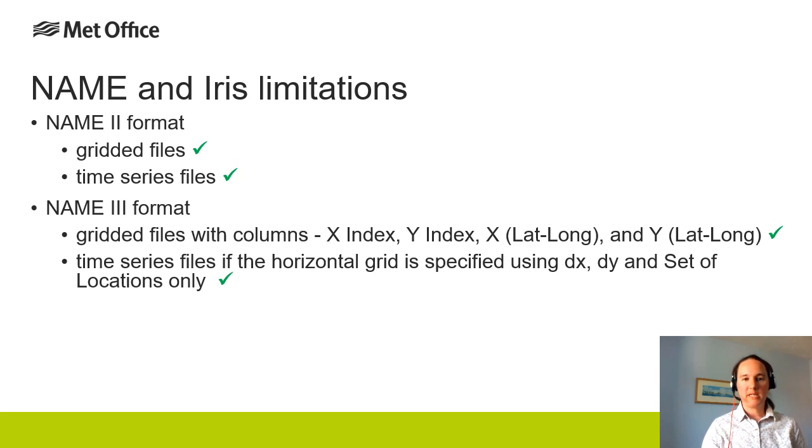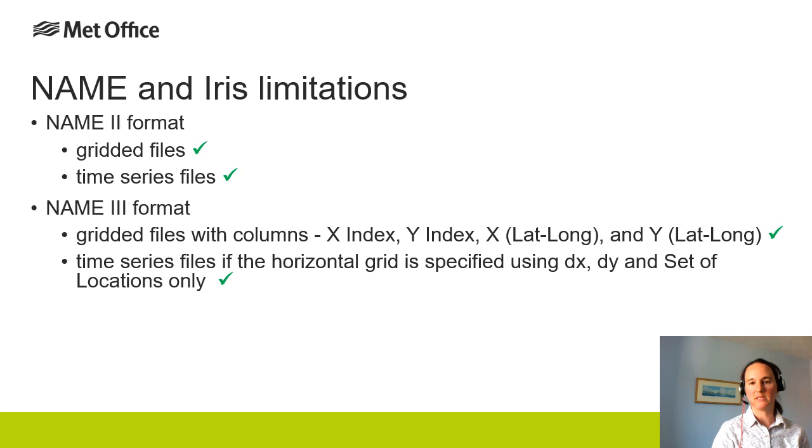There are some limitations to NAME and Iris. We have two NAME output formats, NAME 2 format and NAME 3 format. For NAME 2 format, Iris can only read gridded files and time series files. So if you decide, for example, that you want to output a file with T and Z columns, then unfortunately Iris can't deal with those. This is also true of the basic NAME 3 format. In this case, Iris would expect you to output using I for gridded files.